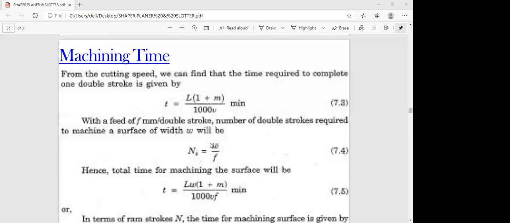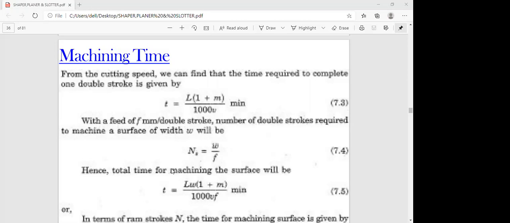So what is the number of cycles, the number of double strokes or cycles? It is given as ns, W by B or B by F. This B is the width of the workpiece, the shape width.